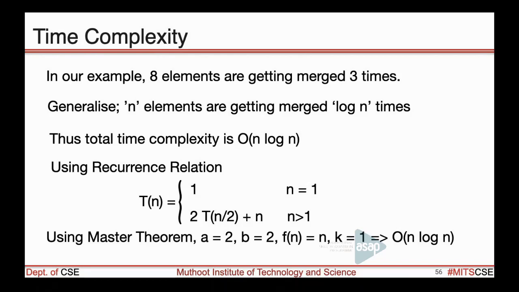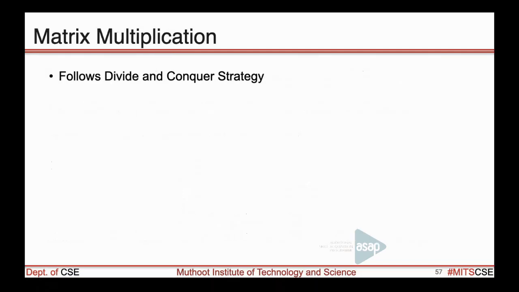So this is case 2, which comes under order of n log n. Clear? So this is the same time complexity. This is about merge sort and two-way merge sort. So it was working in the time complexity of n log n.